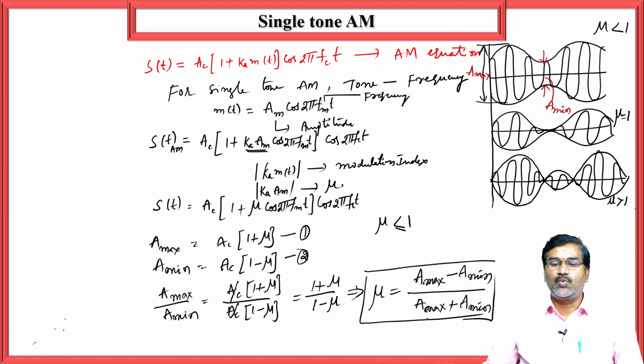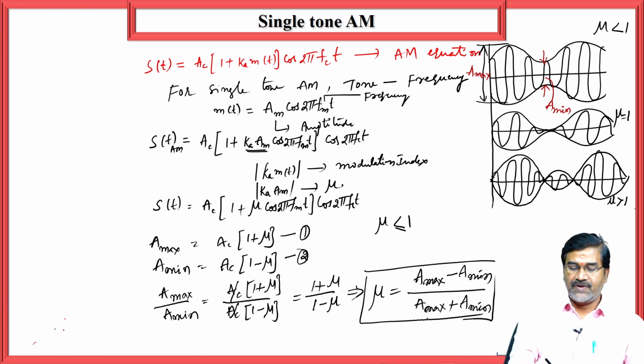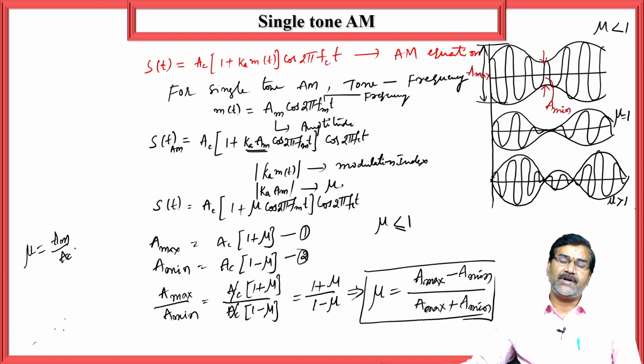of an AM signal. Another way of calculating the modulation index is mu equal to Am by Ac. This is the ratio of the modulating signal amplitude to the carrier signal amplitude. Always remember that, and try to keep the amplitude of the message signal less than the carrier amplitude.